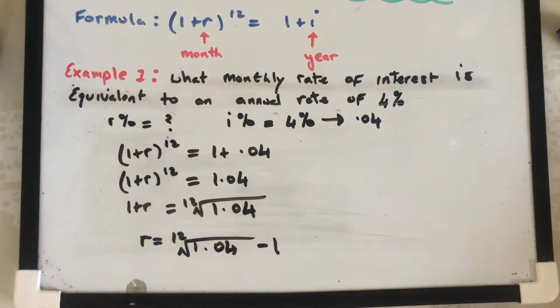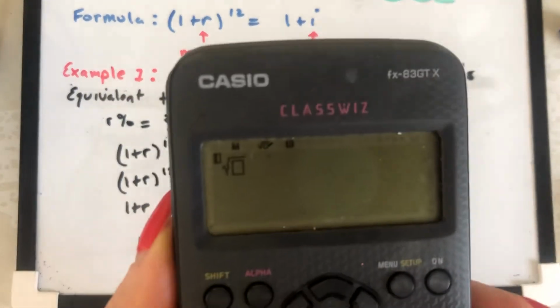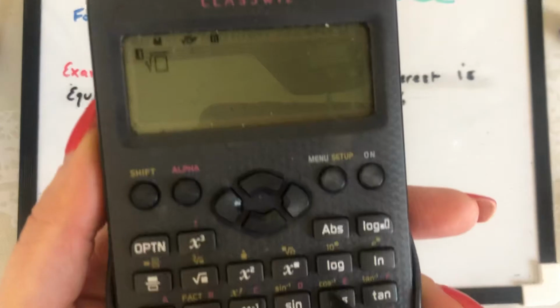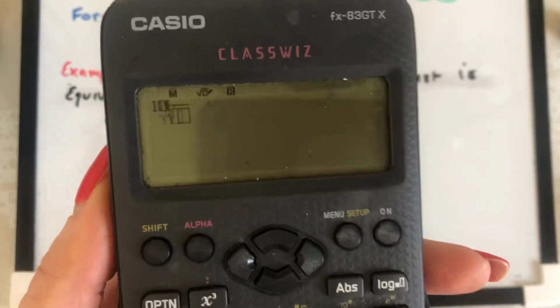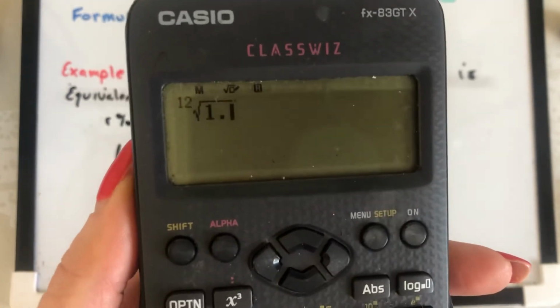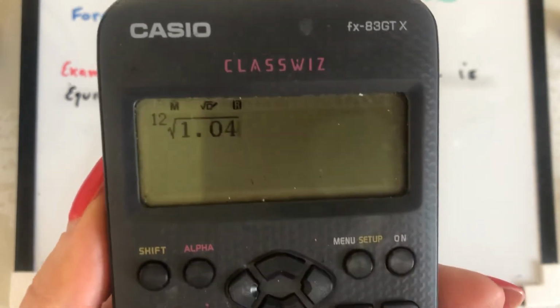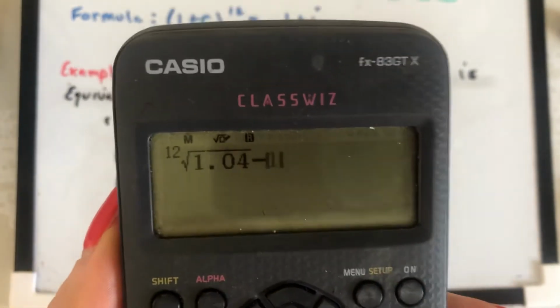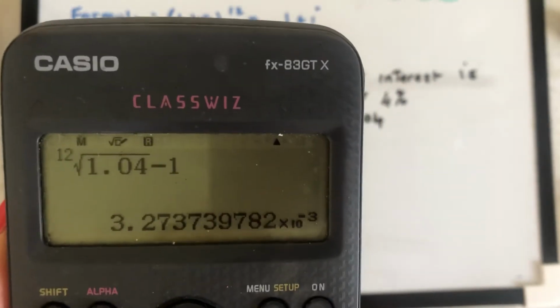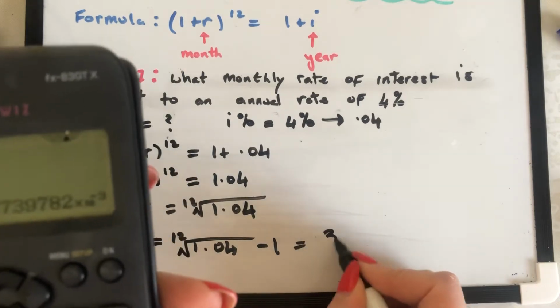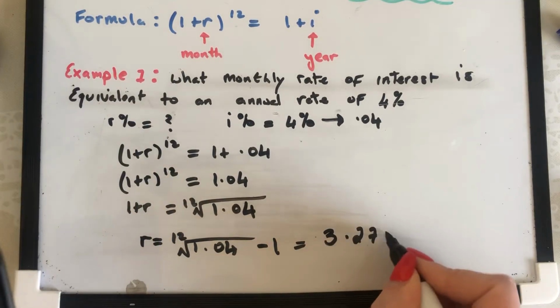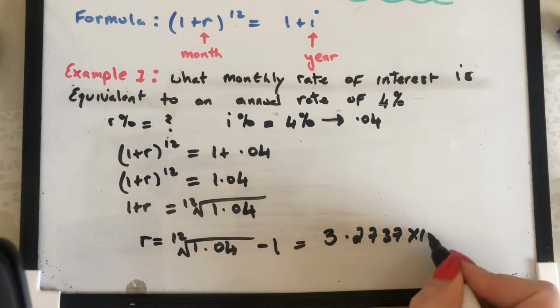Okay, and then we go to the calculator and we'll type it in. You can see here that I have this on the calculator, which you get from down here when I press shift. So you put in a 12, 1.04, minus 1. And we get this number here: 3.2737 by 10 to the negative 3.